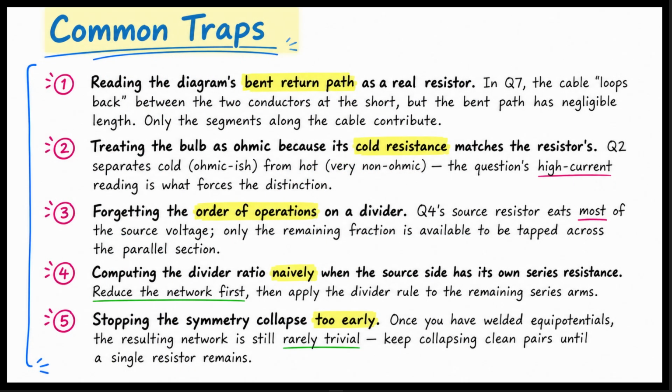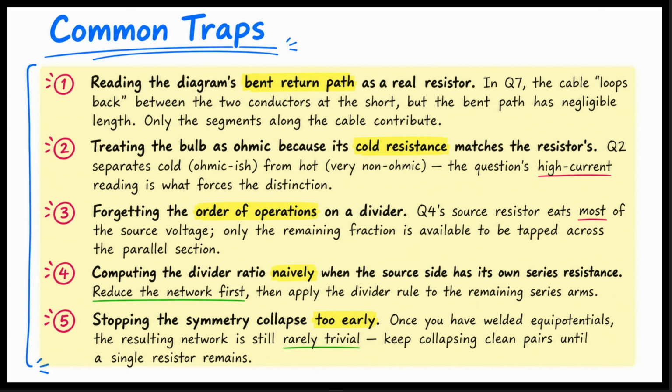5 traps showed up across the 11 questions, worth recognizing on first read so they don't cost you marks. Trap 1, reading the diagram's bent return path as a real resistor. In Q7, the cable loops back between the 2 conductors at the short, but the bent path has negligible length. Only the segments along the cable contribute to the resistance. Trap 2, treating the bulb as ohmic because its cold resistance matches the resistors. Q2 separates cold, where the bulb looks ohmic-ish, from hot, where it is very non-ohmic. The high current reading is what forces the distinction.